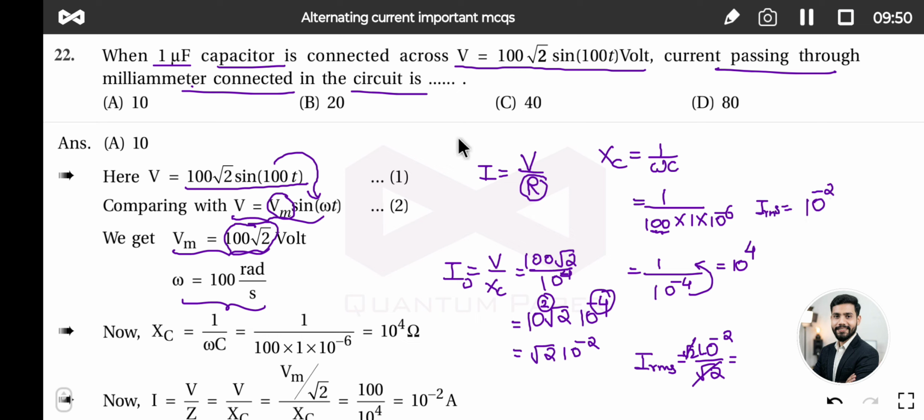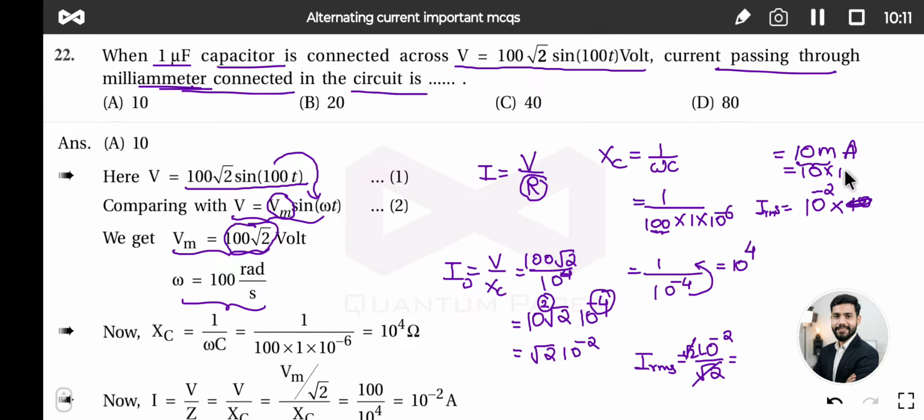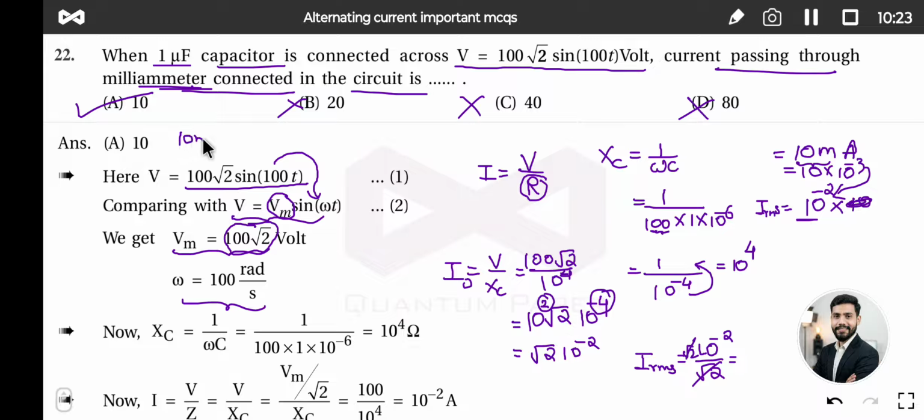But we want the answer in milliampere. If you want to write 10 raised to minus 2 in milliampere, we can write it as 10 milliampere. If you solve this, 10 into milli means 10 raised to minus 3, you will get again 10 raised to minus 2 ampere. Otherwise, no need to solve the full thing because we are getting 1 as a digit, and in only one option we have the digit 1. So the correct answer is 10 milliampere, which is nothing but 10 raised to minus 2 ampere.